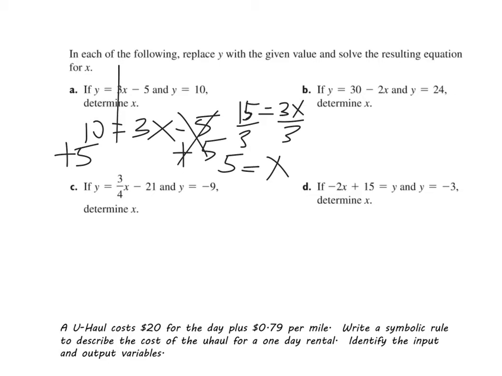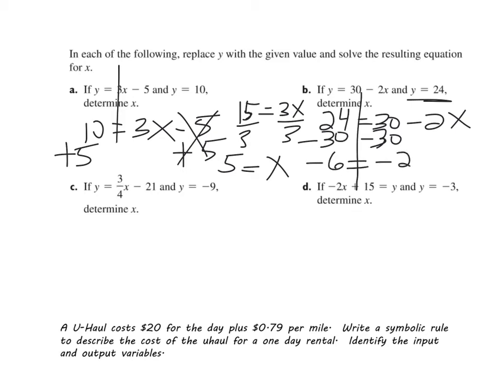So for B, I'm plugging in 24 for y. So I have 24 equals 30 minus 2x. Drawing my line. I need to cancel out the 30, so I'm going to subtract 30 from both sides. So I have -6 equals -2x. I'm going to divide both sides by -2. So x is going to be equal to +3. You can always check these in your calculator by plugging in 3 for x and evaluating that right-hand side to see if it's equal to 24, if you wanted to.